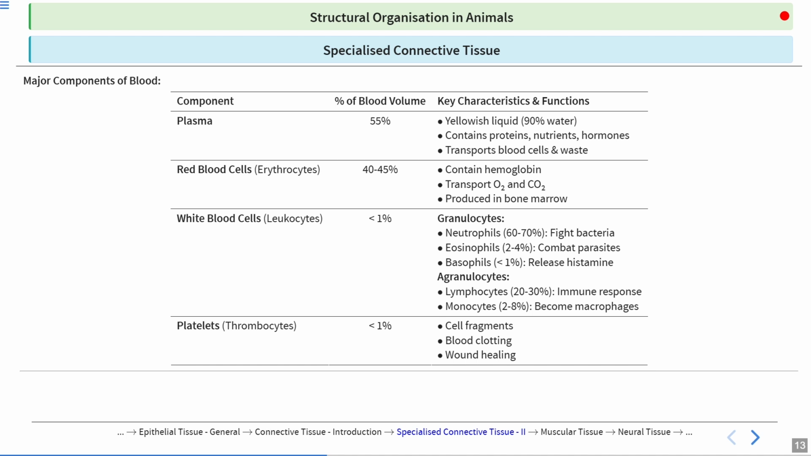And agranulocytes, we are having two different types of agranulocyte. Lymphocyte, 20 to 30%, and they are related to the immune response, right? We are having the T lymphocyte. You must have heard about the lymphocyte which enters our thymus gland and becomes T lymphocyte, right? That you will study when you study the immunity part of your chapter. Coming to the next agranulocyte, that is the monocyte, 2 to 8%, and they become macrophages.